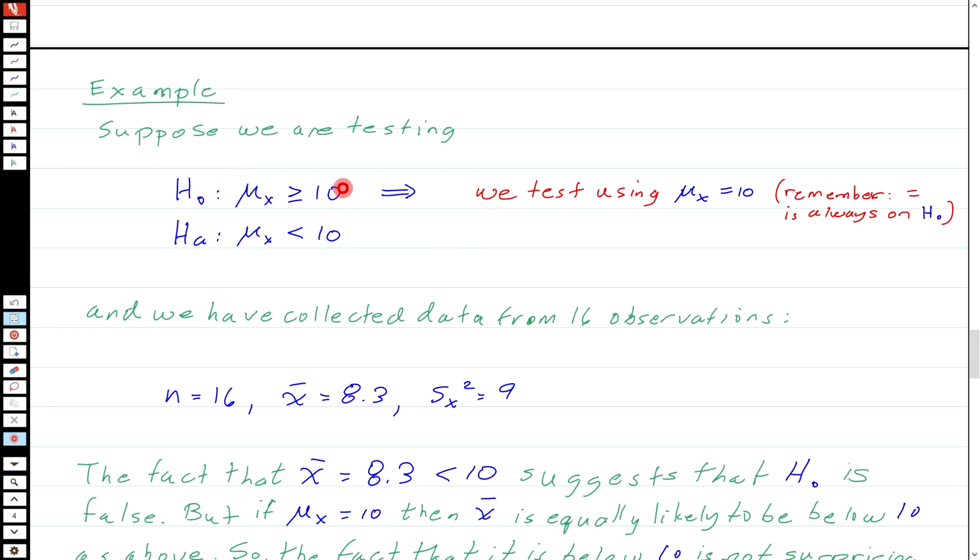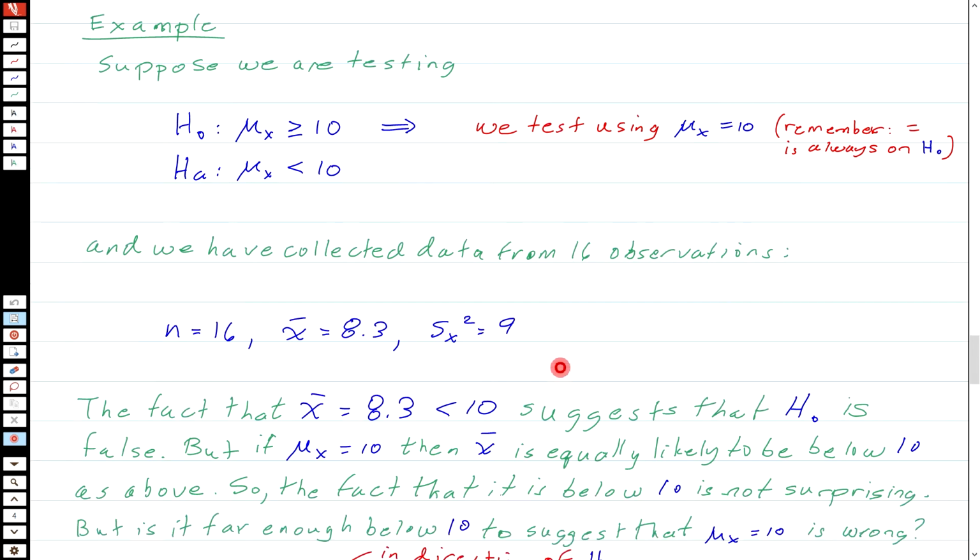Okay, so let's suppose we have this. This is our test, and we've collected some data from 16 observations. So n is 16. Suppose x bar is 8.3. So that's a little bit less than the claim of 10. It's in the direction of HA, so we might be able to reject H naught. We'll have to see. And suppose our sample variance is 9. So our sample standard deviation is 3.